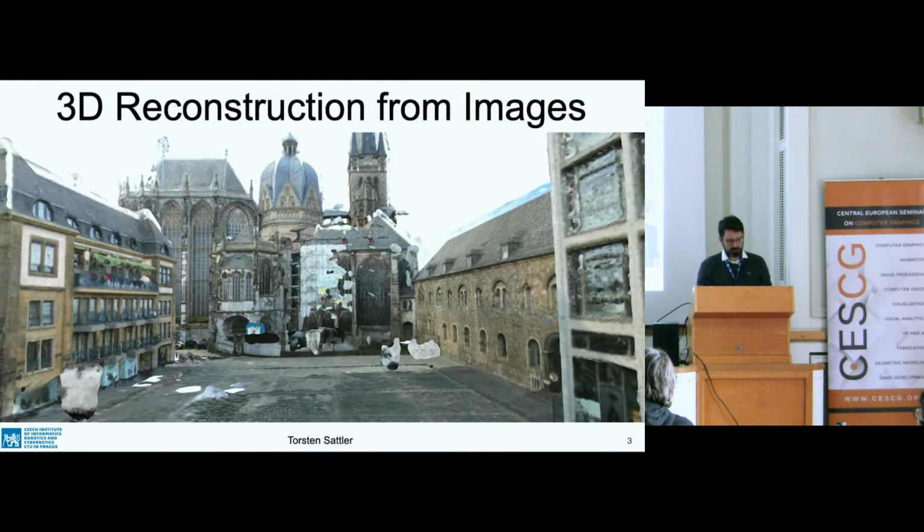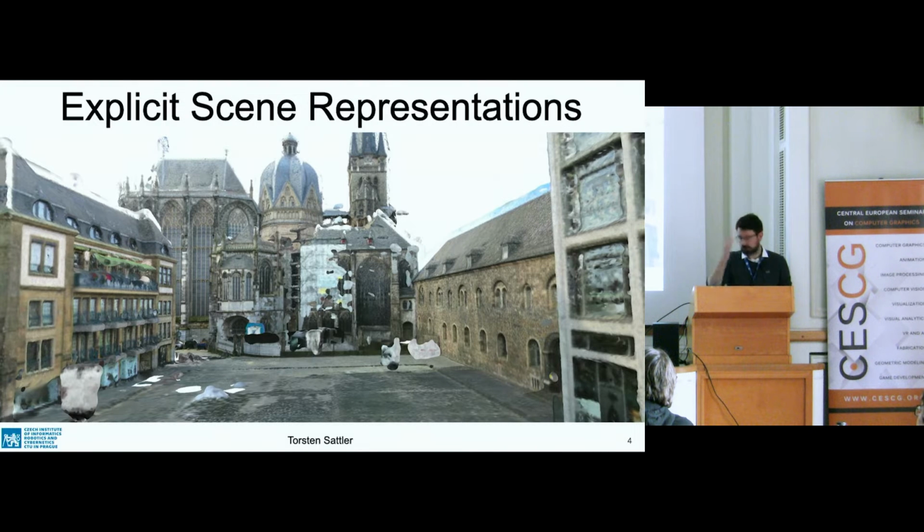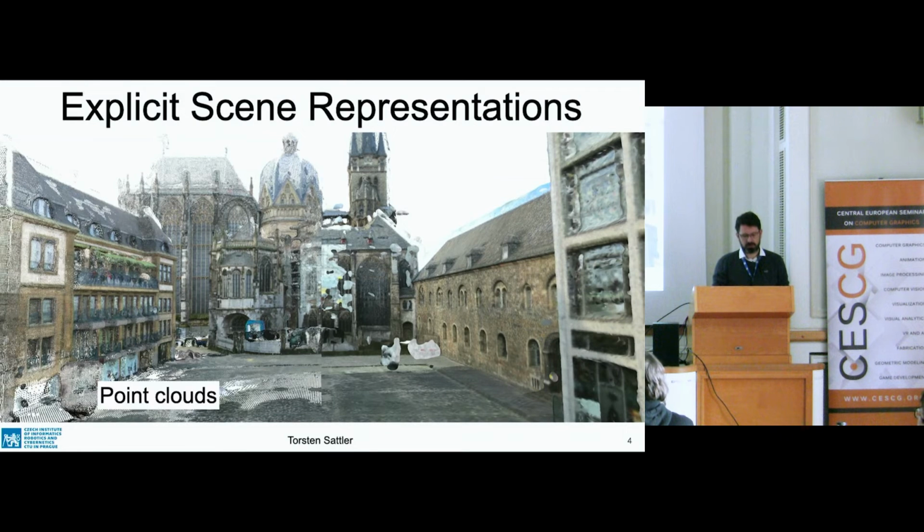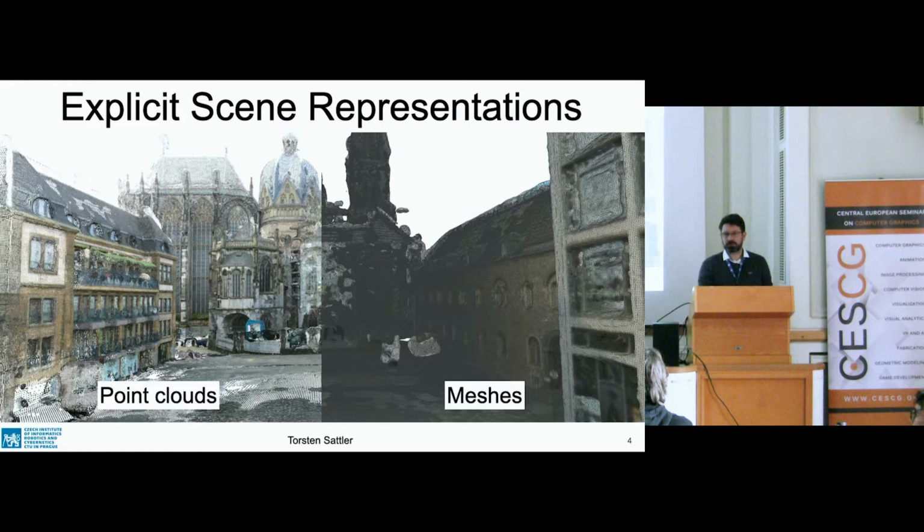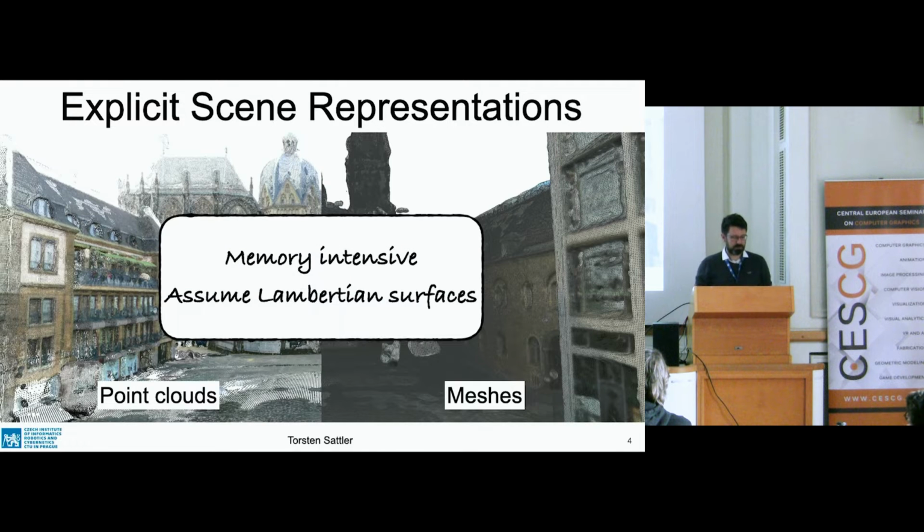And traditionally, these things have been done using explicit scene representation. So when you reconstruct a scene, you try to build a point cloud or some 3D mesh. This is what, for example, multi-view stereo methods give you. They work well. The problem is that they are quite memory intensive, and you make the assumption that you have Lambertian surfaces, meaning the color of each part of the scene doesn't change depending on from which direction you look at it.